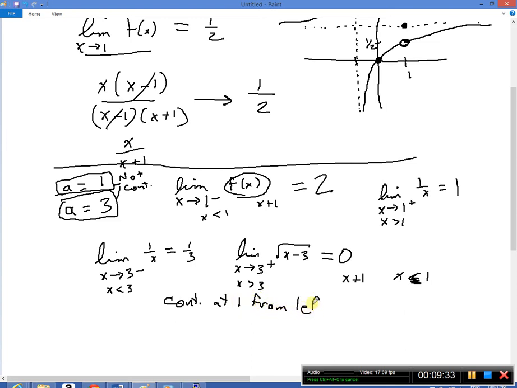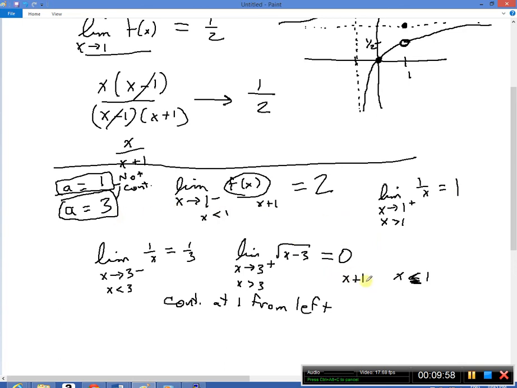Now don't confuse this, please. I didn't change my mind. This function is not continuous at 1, period. But if you're only looking from the left, it is continuous at 1 from the left. It's not continuous from the right because the limit from the right would be equal to 1, but the value of the function is 1 plus 1, which is 2.